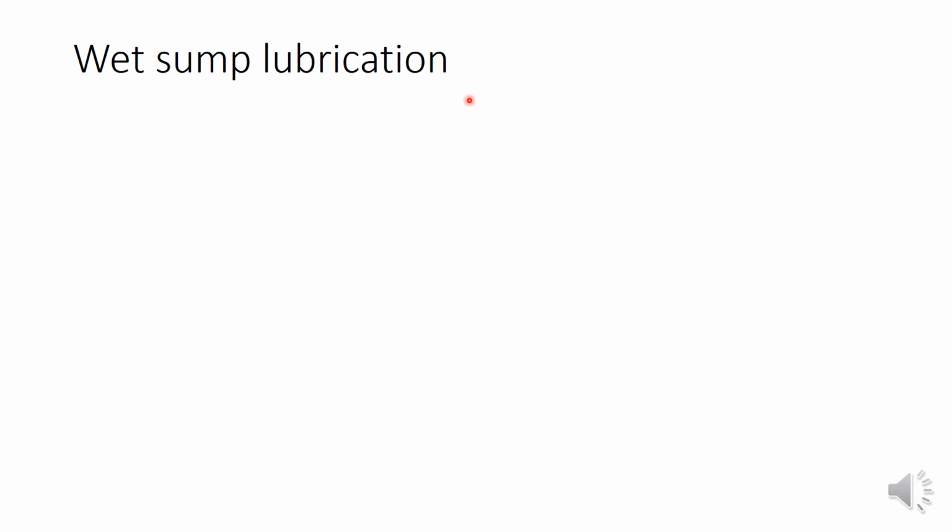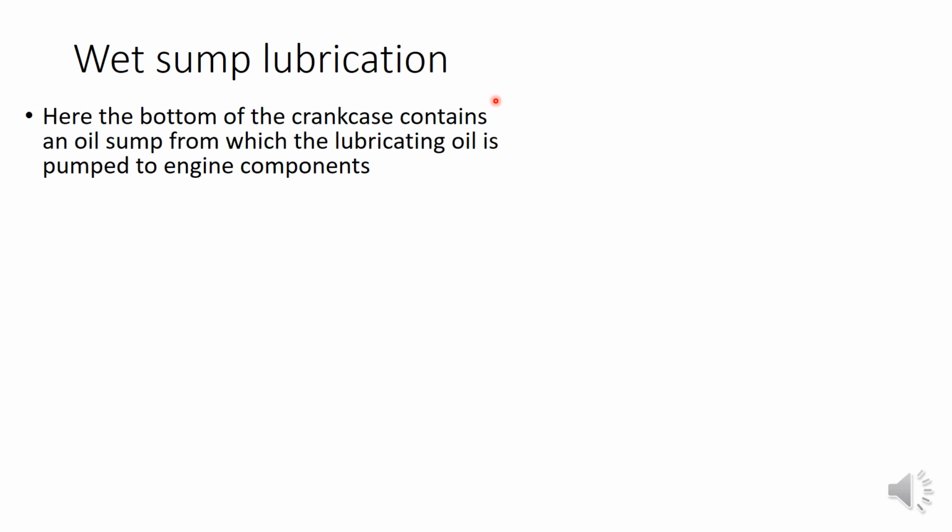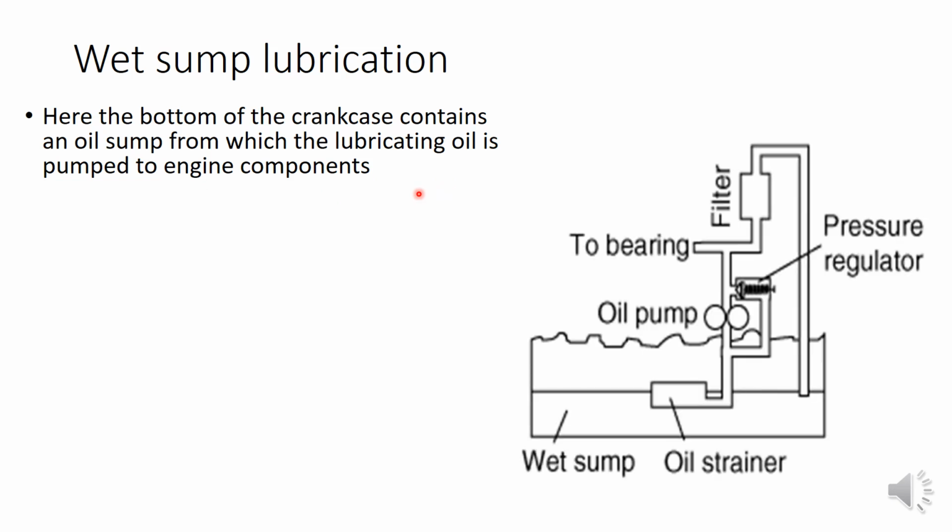Now the second one, we have wet sump lubrication. So what is wet sump lubrication? In wet sump lubrication, the bottom of the crankcase contains the lubrication oil, acting as a sump for collecting the lubrication oil, from which the oil will be pumped to different components. So our crankcase acts as a sump for lubrication oil, and it will always be wet. That is why it is known as wet sump lubrication. Our crankcase will always be full of lubrication oil, and from there it will be pumped to different components.